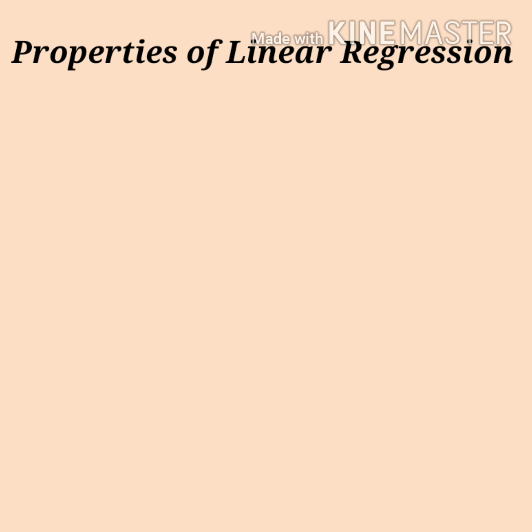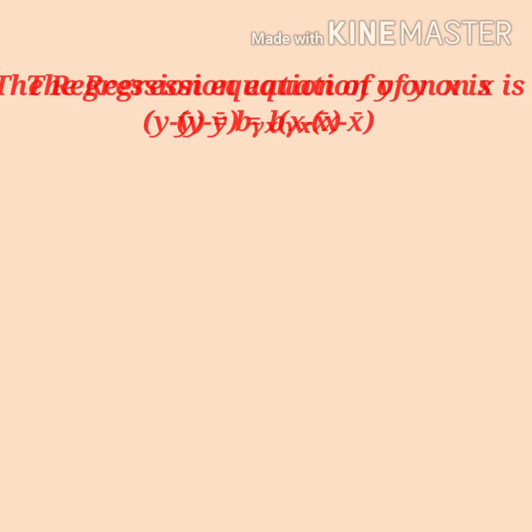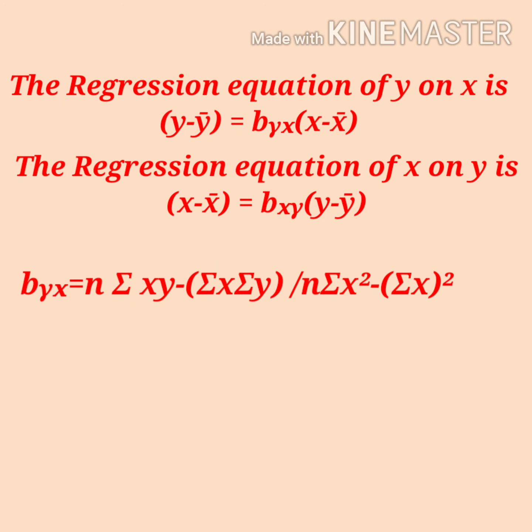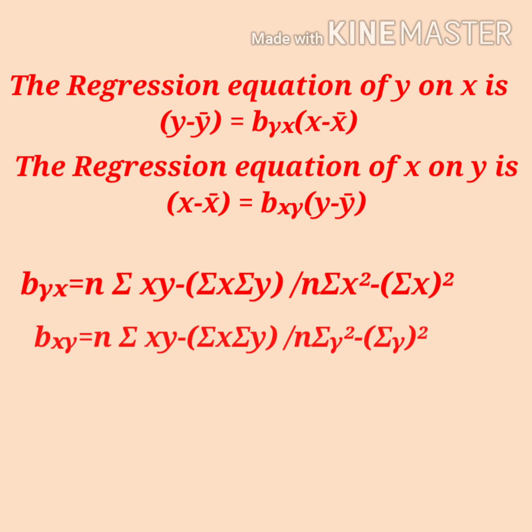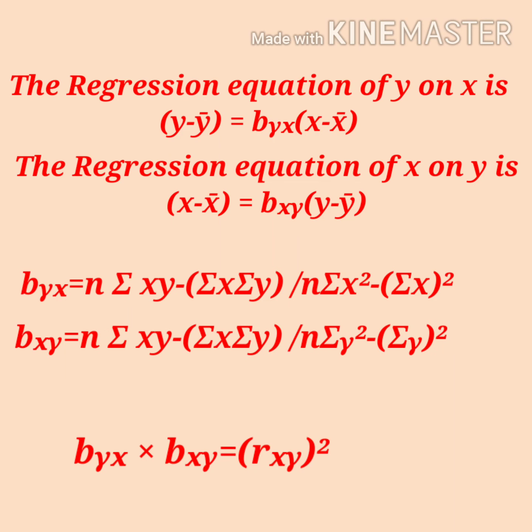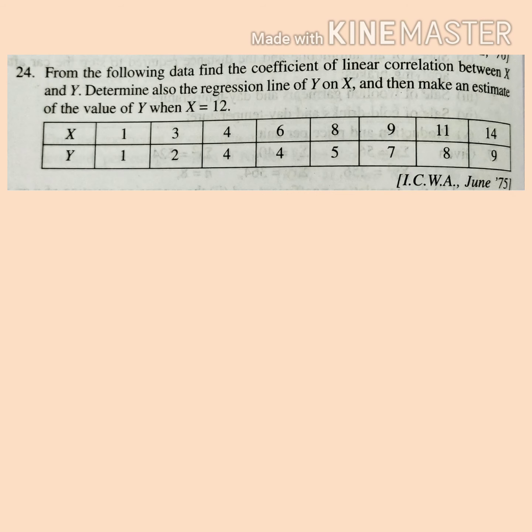So in order to solve the mathematical problem, we should remember the two equations. One is the regression equation of y on x, another is the regression equation of x on y. Second, you should remember the regression coefficient of y on x, that is byx, another is the regression coefficient of x on y, that is bxy, and the product of the two regression coefficients, that is the multiplication of byx and bxy. Now I will solve one math of regression analysis.